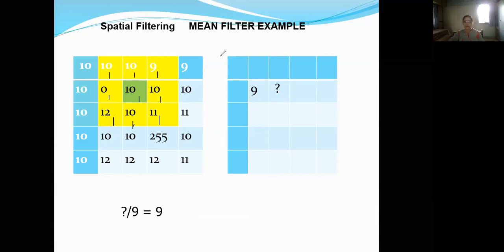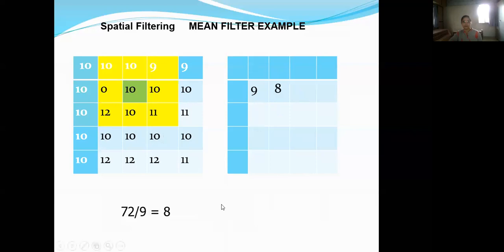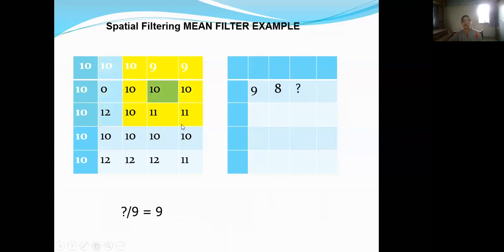I think this operation is known to you, so I'm not going into details of all the calculations. Just I'm erasing these values. For the next pixel, you can take the average of all these 9 pixel values to determine the new value of this original pixel with value 10. So this value is 8, then the mask is scrolled again and the process is continued.